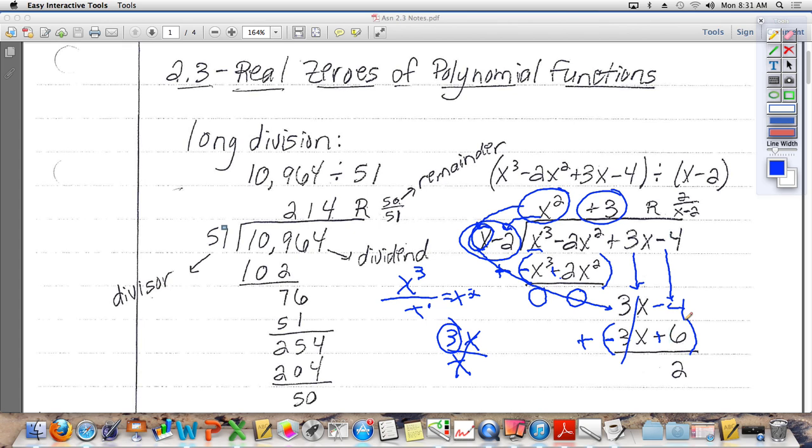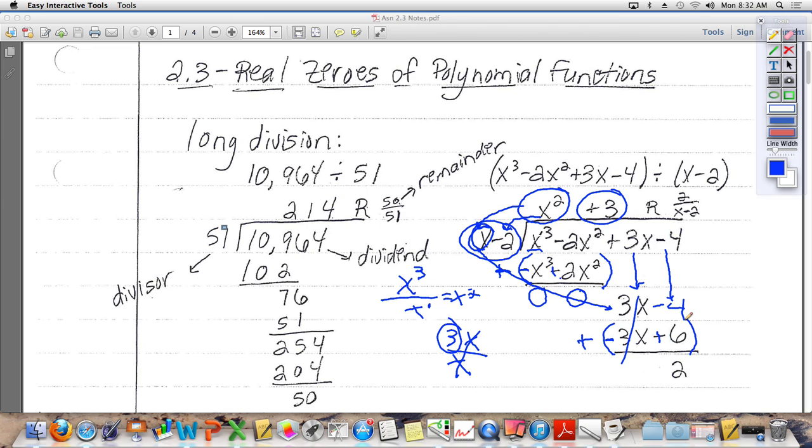So our remainder is 2 over the divisor. Remember the divisor is always the denominator. So it's 2 over x minus 2. And what is it called when we get our answer? What's the answer to a division problem? The quotient. Yes. Yes, Marcus.